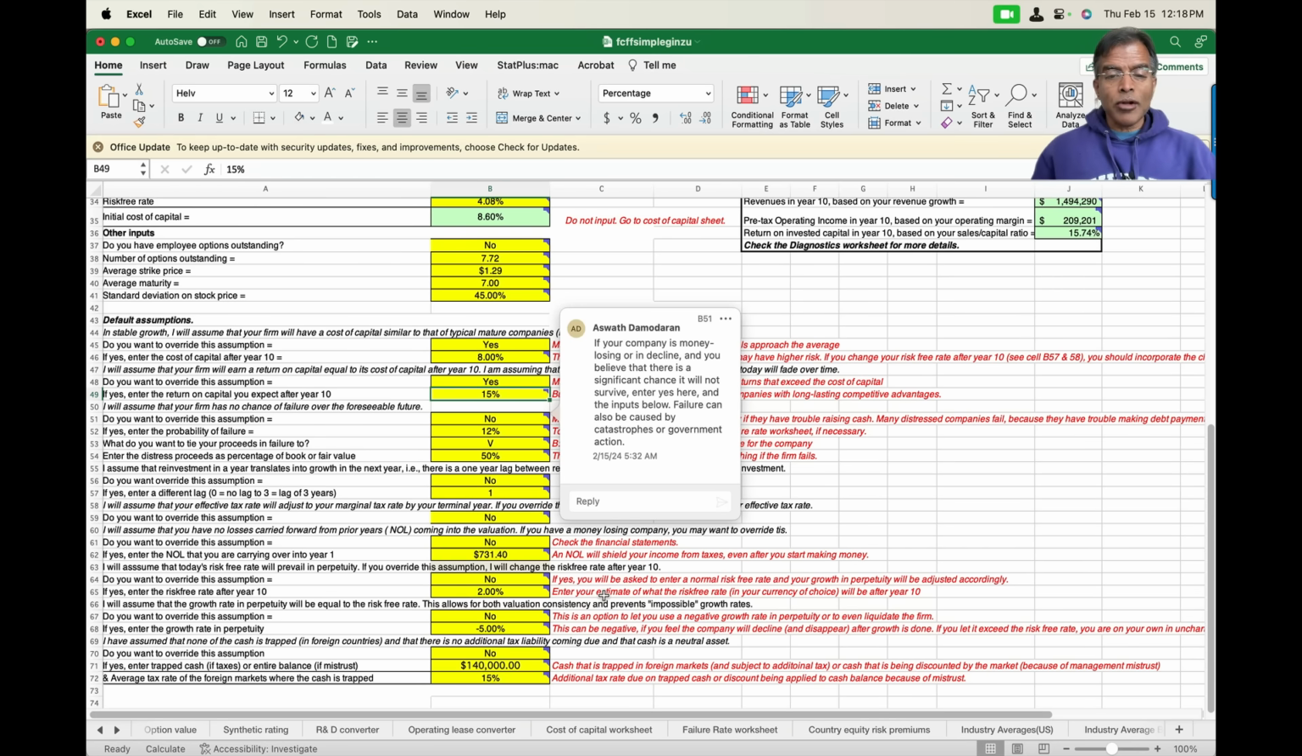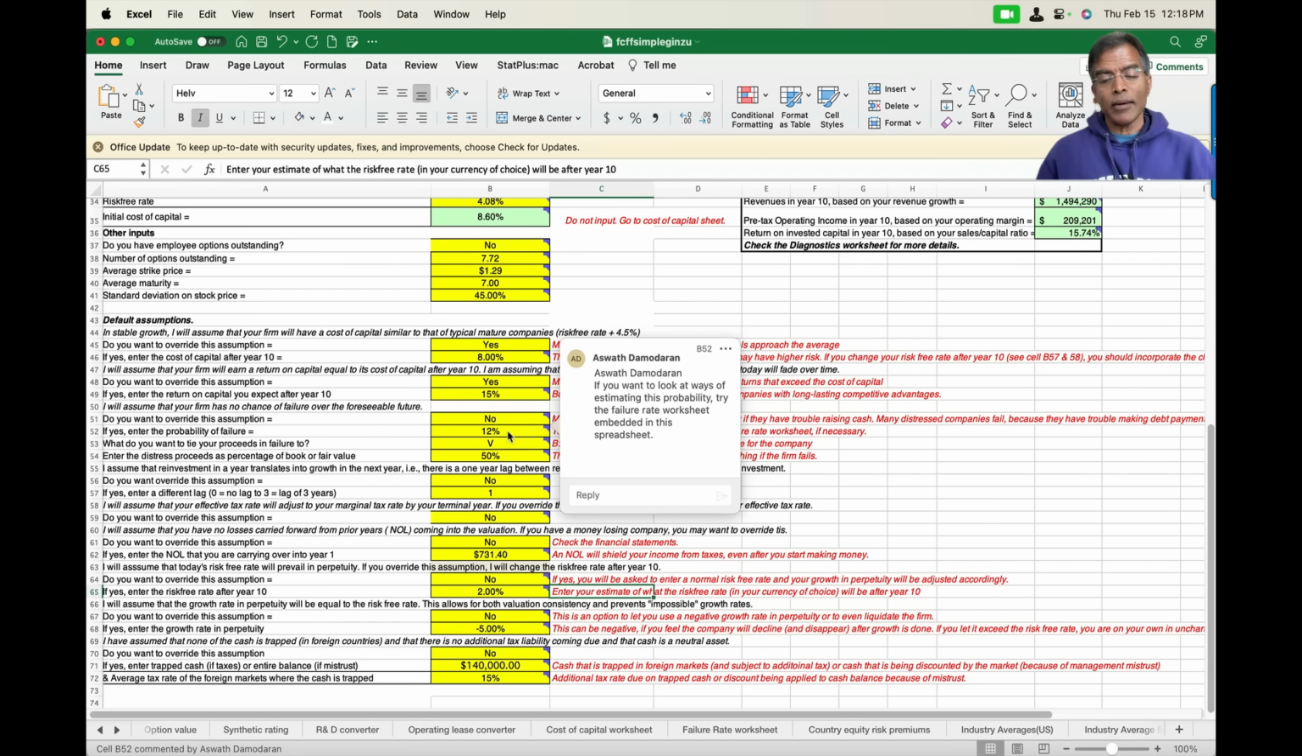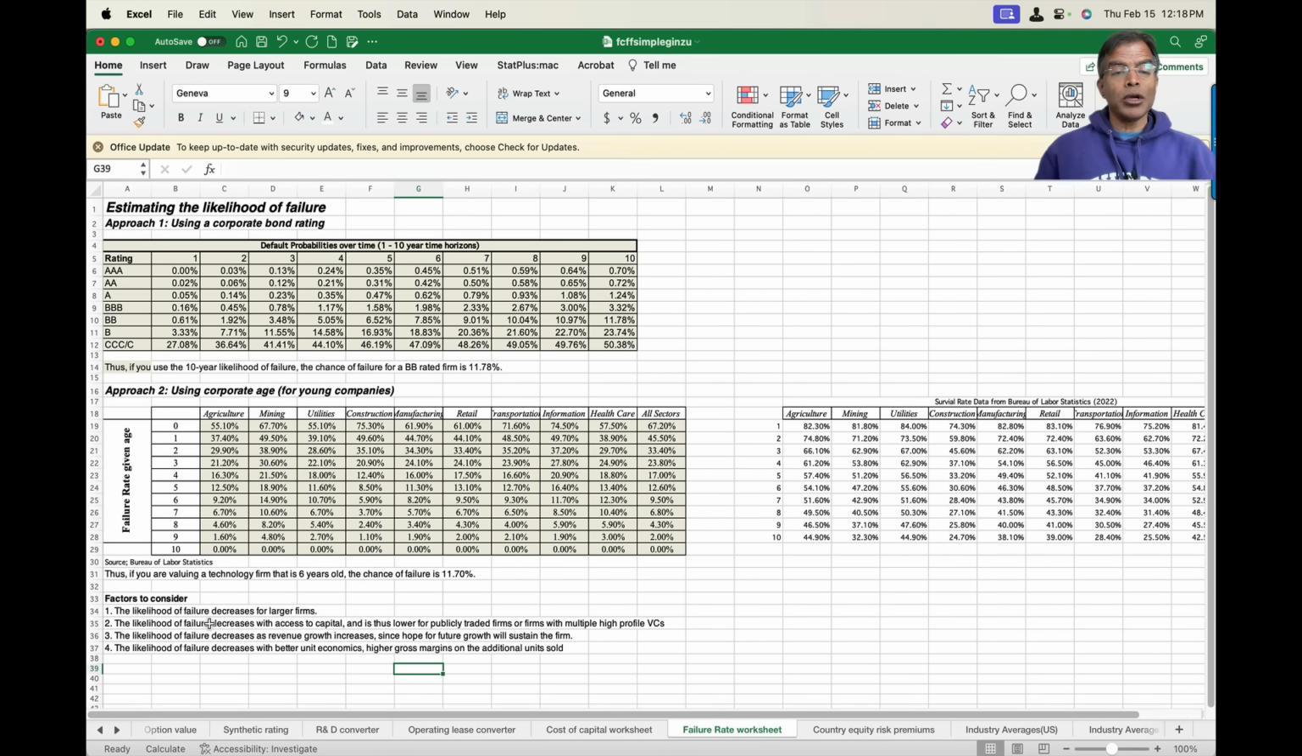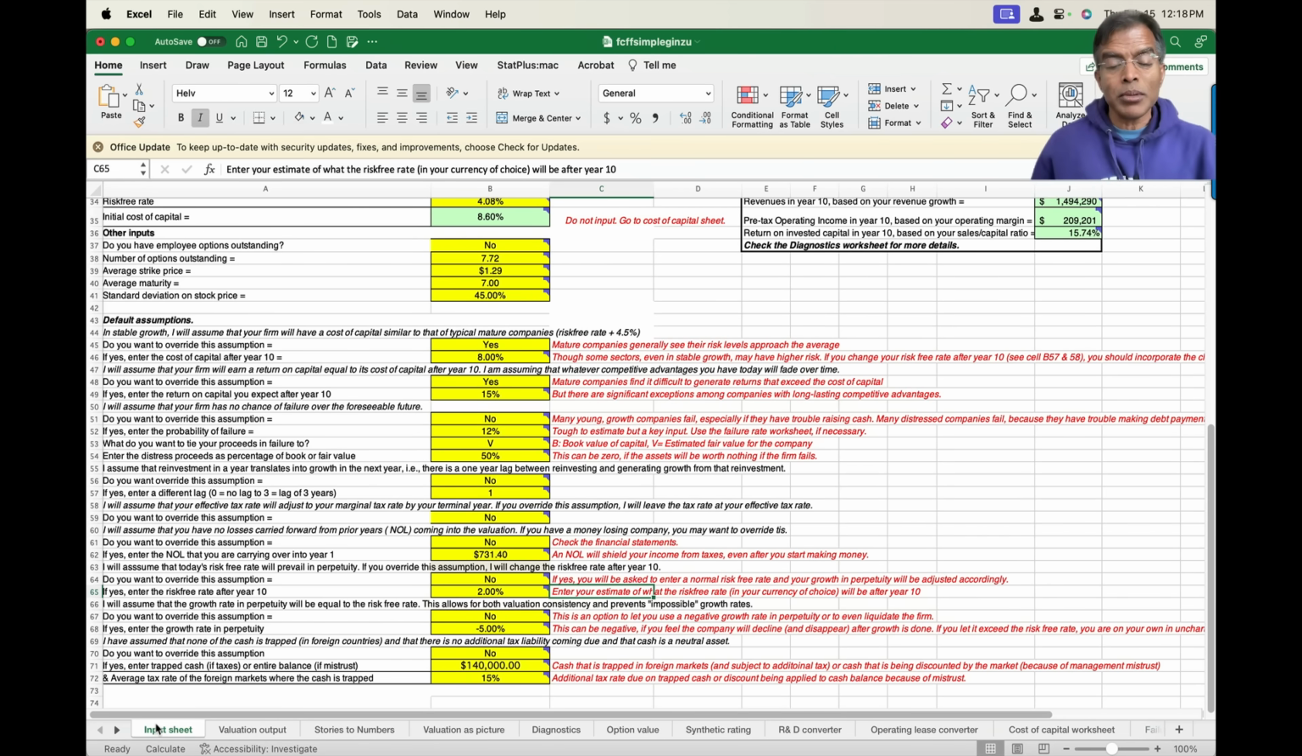So in the case of Amazon, of course, I don't see failure risk. But if I say yes to this, there's failure risk, then I ask you, what's the chance of failure? Now, your first reaction might be, I have no idea. But to help you, I've created a failure rate worksheet where I give you different ways you can estimate failure. I'll confess that this is one number where you are going to have to make subjective judgments, because even with my guidance, there's not a whole lot you're going to learn. So you put in a probability of failure.